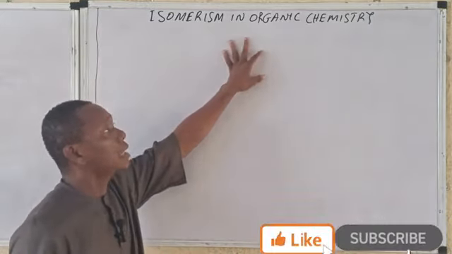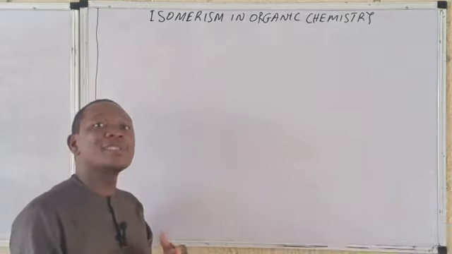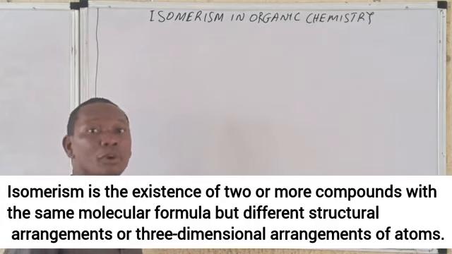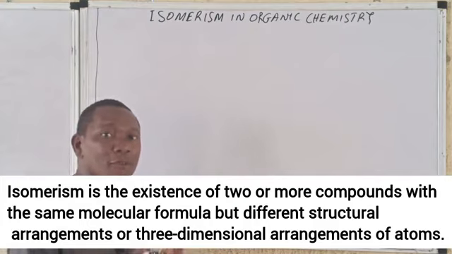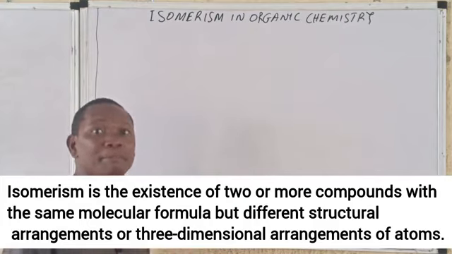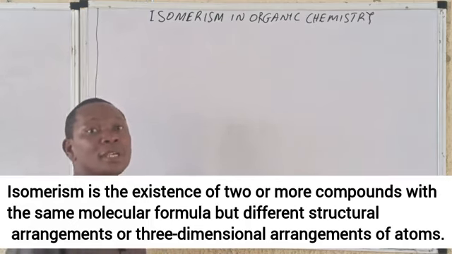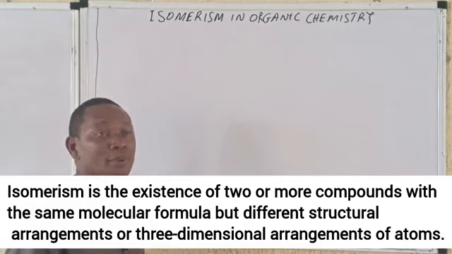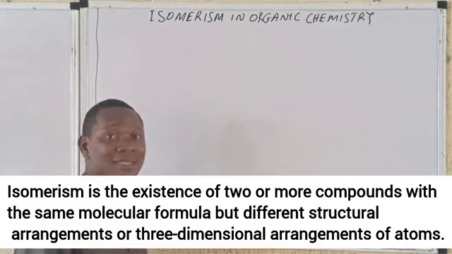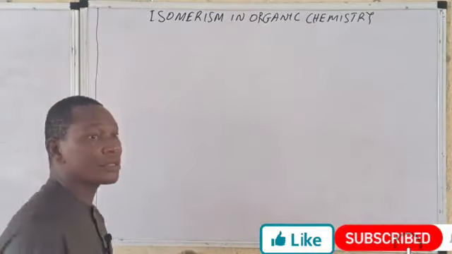Now, isomerism is simply the existence of two or more compounds with the same molecular formula. Remember, the same molecular formula, but different structural arrangement or different three-dimensional arrangement of the atoms. So that is the simple definition. Now, let me give you a very simple example.